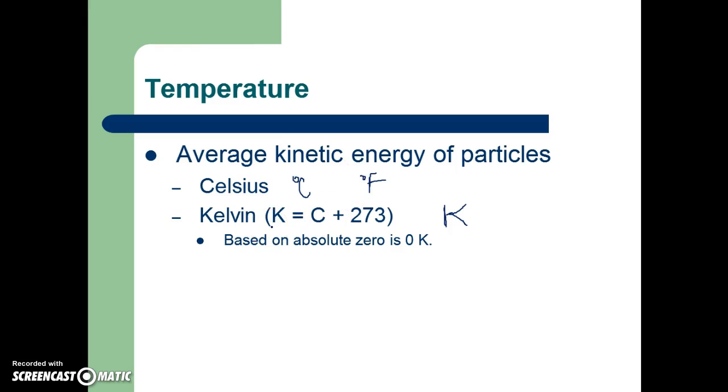To change from Celsius to Kelvin, you would add 273 to whatever the Celsius is to get Kelvin. If you want to go from Kelvin to Celsius, Celsius would be equal to whatever the Kelvin is minus 273. Make sure you have that written down and you know that, because if you don't, you're not going to get a lot of help from me when it comes time for our test or quizzes, because that's something that you need to know.